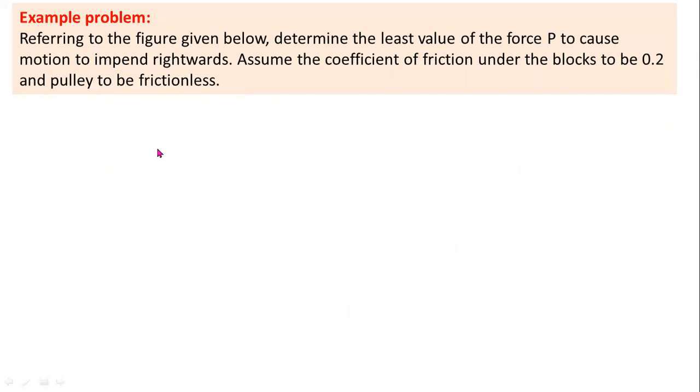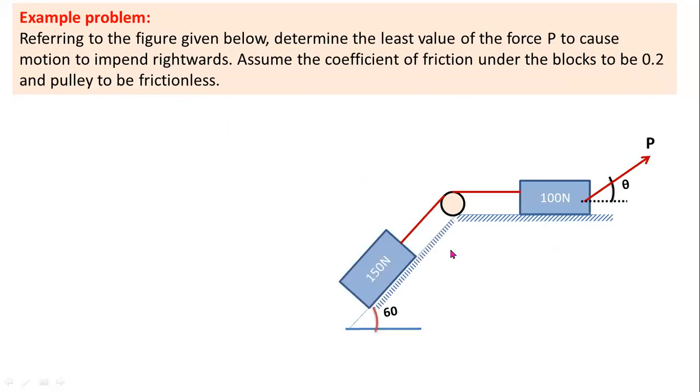Now coming to another example problem, referring to the figure given below, determine the least value of the force P to cause motion to impend rightwards. Assume the coefficient of friction under the blocks to be 0.2 and the pulley to be frictionless. So this is the given diagram. From this given diagram, you have to determine the least value of force P. And also you have to determine the angle of inclination theta with respect to the horizontal plane.